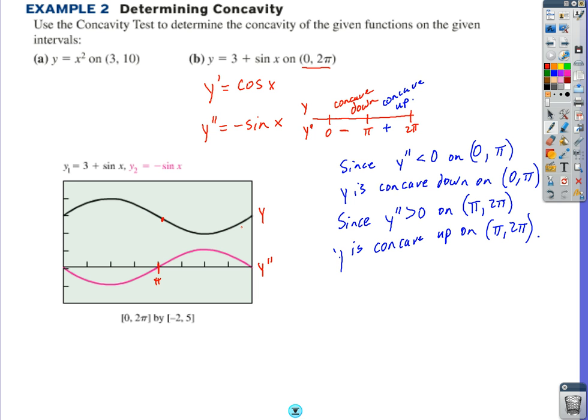I think that's kind of cool. I'm going to let that soak in. You've got to let it marinate for a little bit. Look at everything that's happening in the relationship between y double prime and y. Okay? Pause the video if you need to. I'm moving on.